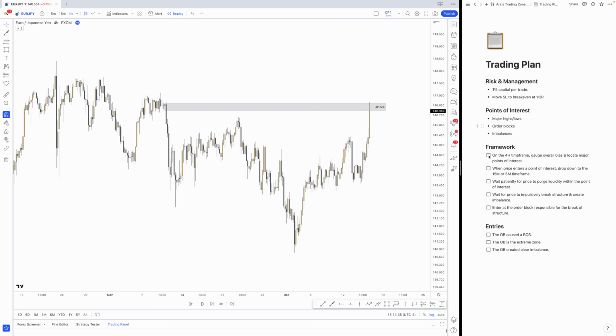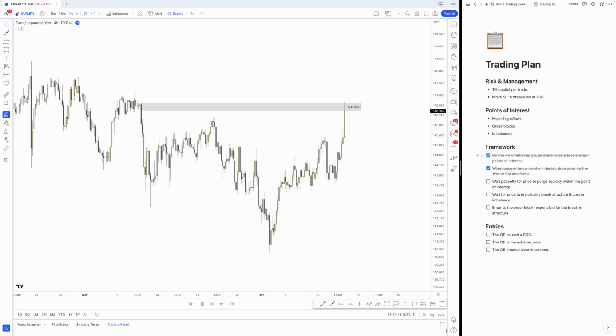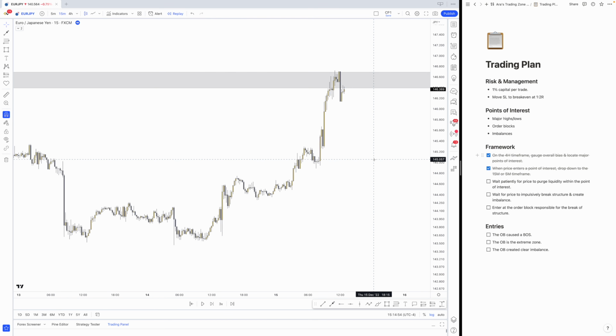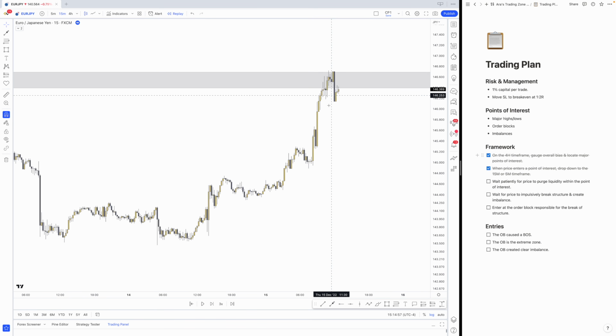So we've completed the first step here. We've identified the overall bias and located a major point of interest on the 4-hour time frame. So now we're going to drop down to the 15-minute time frame and see if there's any entry opportunities that we can get involved in to go short on this market. Actually, right away, we can see an opportunity here.